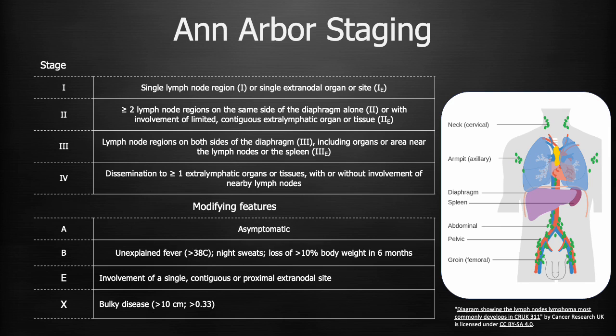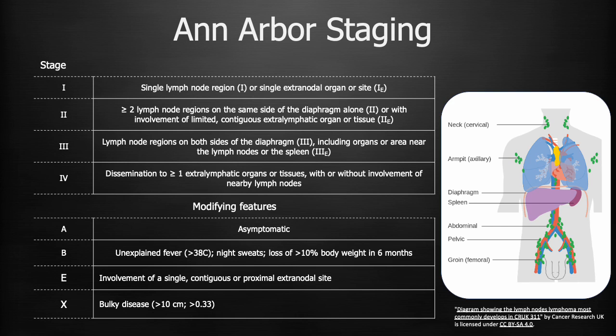And finally, for stage 4, the cancer has disseminated to multiple organs outside of the lymphatic system. For example, it refers to diffuse or disseminated disease in the bone marrow, liver, and other extranodal sites. In addition to the stage numbers, the letters A, B, E, or X may be used to further classify the stage of Hodgkin lymphoma.